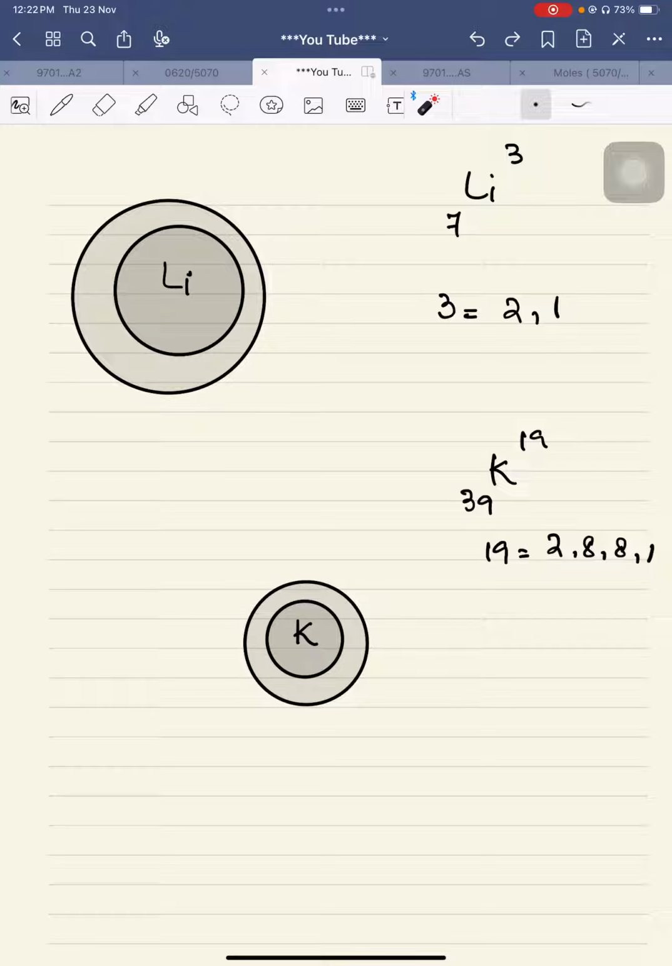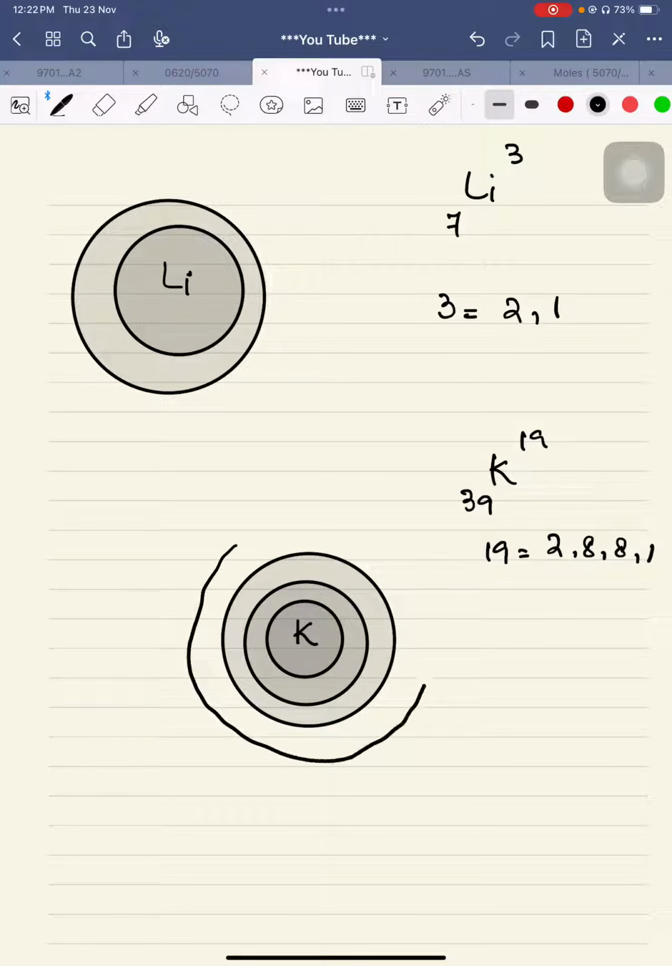I was just drawing the electronic shells of potassium. Let's draw. It is 2, 8, 8 and 1. So how many electronic shells will be there? There will be 4 electronic shells. So this is how it is. All right, now we can see this, so let's draw the electrons.